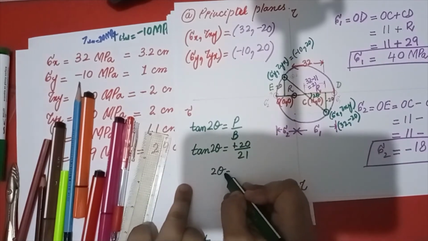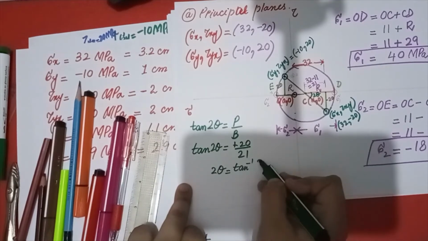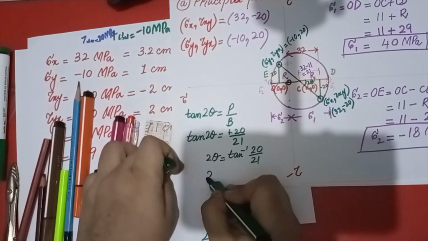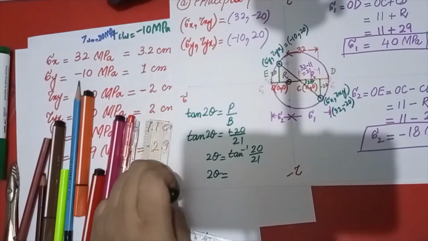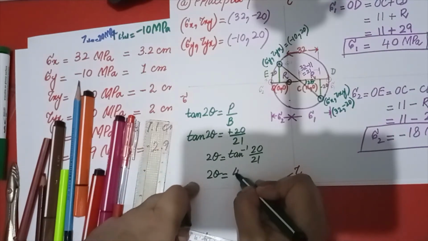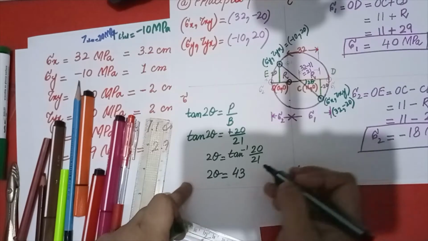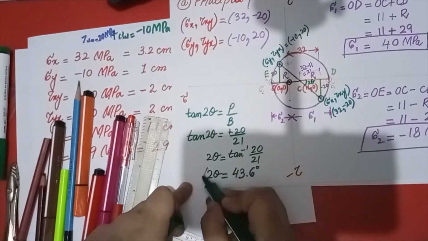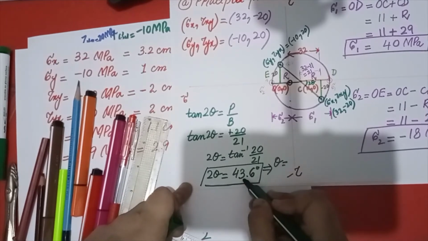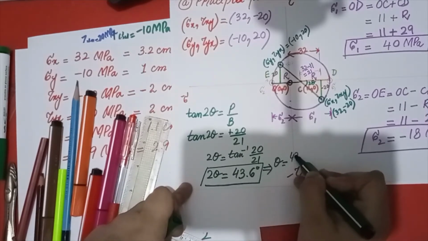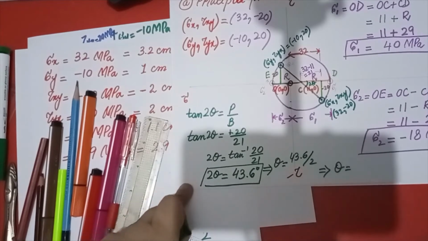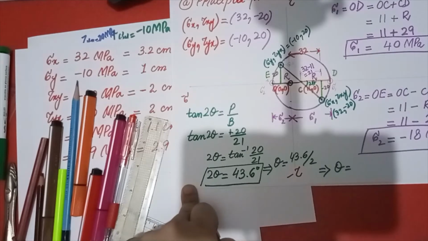Then 2 theta equals tan inverse of 20 upon 21. So what will 2 theta become? It is coming out to be 43.6 degree. Is it visible? Yes, 43.6 degree. And for the differential element plane, you need to find theta. So you have to divide this 43.6 degree by 2. So your theta will come out to be 21.8 degree.